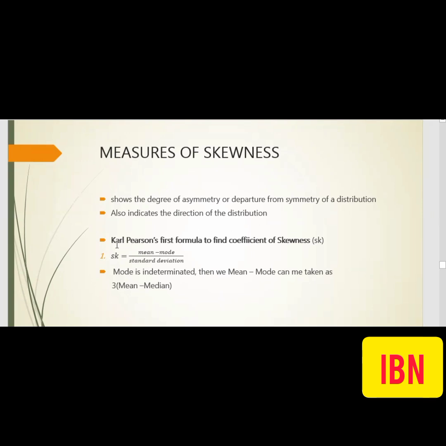There was a statistician named Karl Pearson. He has given us two formulae. It's known as Karl Pearson's first formula, in which SK stands for skewness, and skewness can be measured with respect to the mean, mode, and standard deviation. Sometimes, in the case of ungrouped data, there is a disadvantage: there may be no mode, or sometimes there are two modes. So the mode is not that unique.